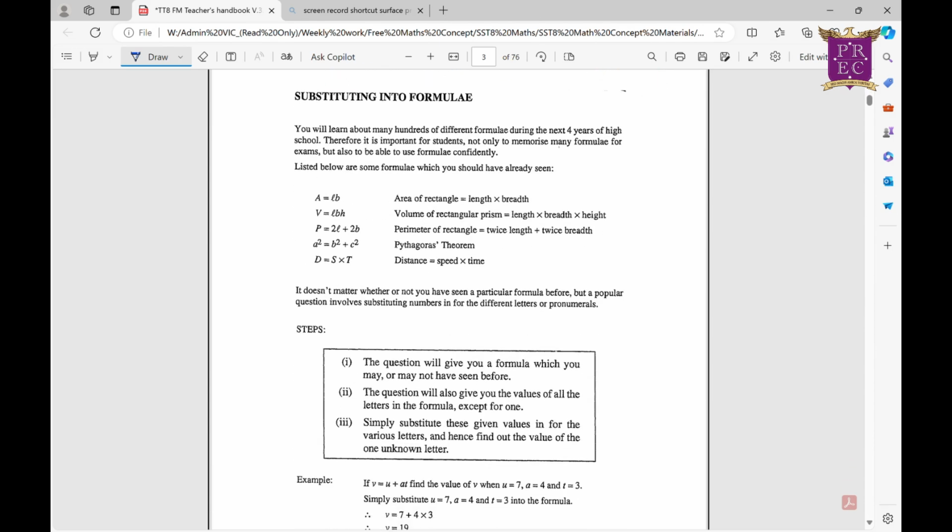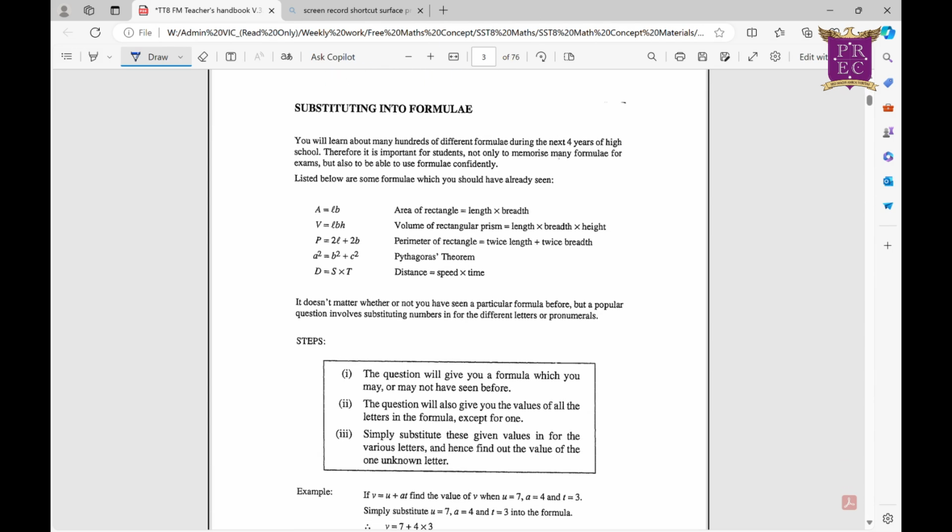Now let's look at substituting into formulas. These are some very common formulas. Area of a rectangle, length times the width or the breadth. Then we've got the volume of a rectangular prism, which is length times width times height or breadth. And we've got another few more that you can have a look at.